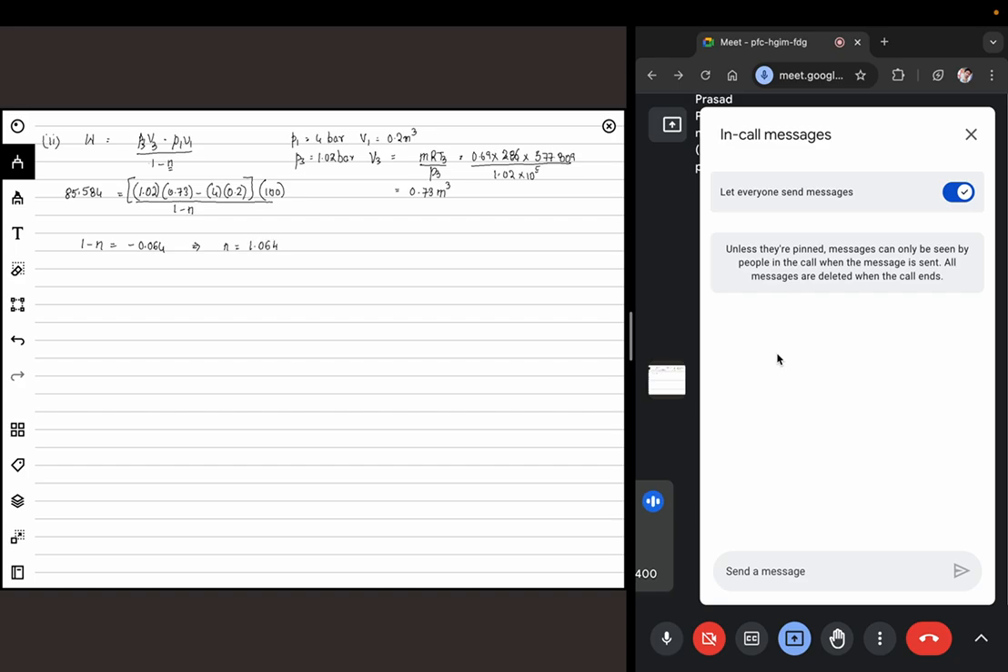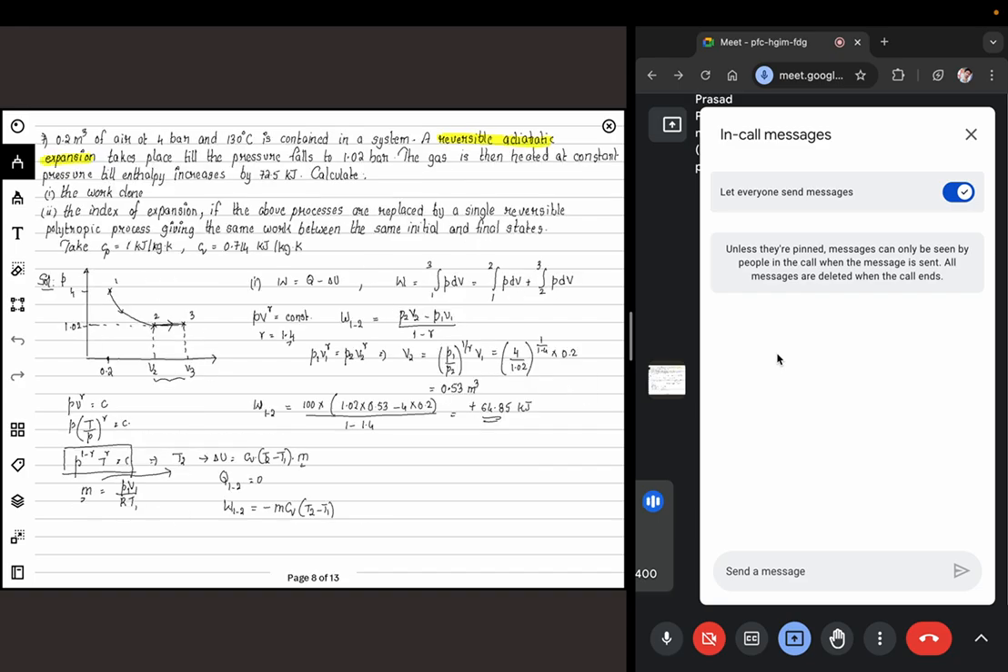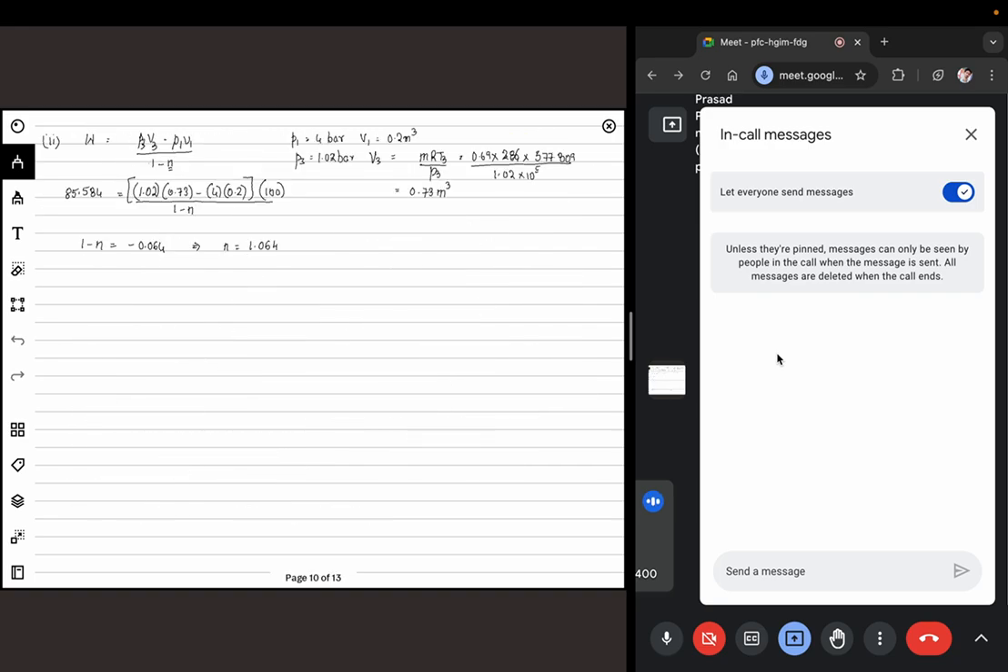This is the index of the exponent. Basically, you equated the work done with the relation that you have derived for a polytropic process. So if you want to represent these combined processes, the reversible adiabatic plus a constant pressure process, you can also represent it using a polytropic process where PV to the power 1.064 equals constant.